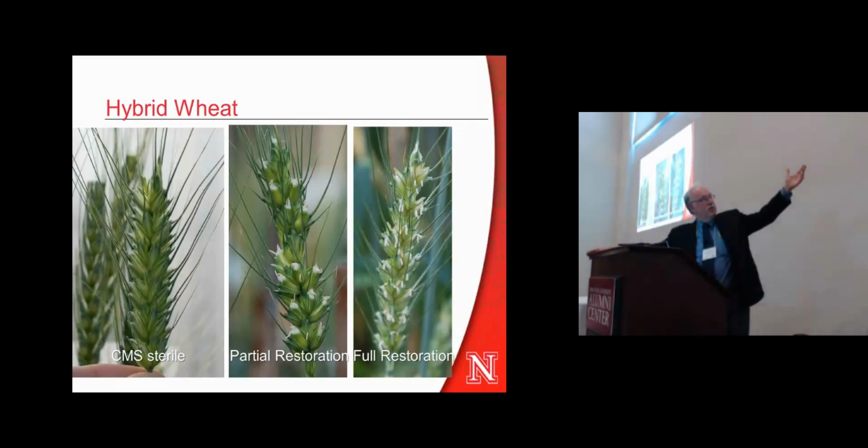That's what a true CMS looks like: gaping florets, no anthers extruding. Partial restoration, you get some seed set, but not much. Full restoration, this is all genetically done, is complete.